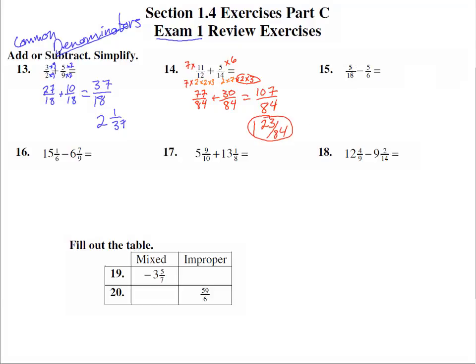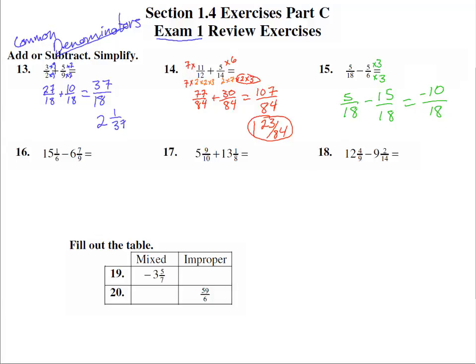Number 15, 5 18ths minus 5 sixths. We need to get this so they're the same. 6 goes into 18. That's good. So we can just times by 3, and we get 5 18ths minus 15 18ths. 5 minus 15 is negative 10, and that denominator stays exactly the same, negative 10 18ths.